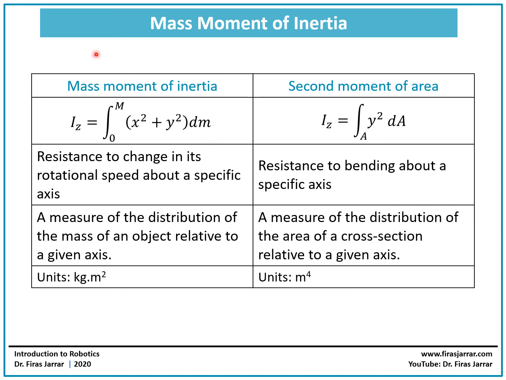Usually, you will find applications of mass moment of inertia in robotics, of course, in dynamics, and in vibrations, whereas you will find applications of second moment of area in mechanics of materials, which is also called solid mechanics.